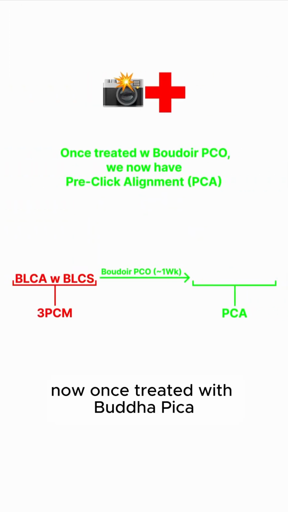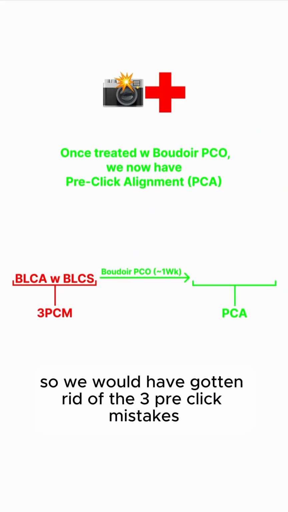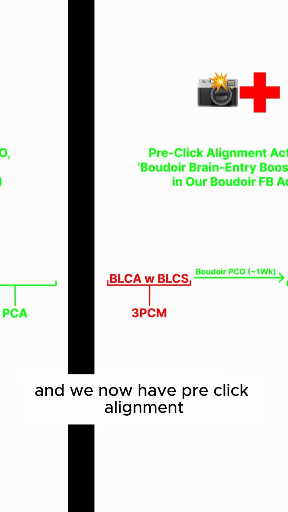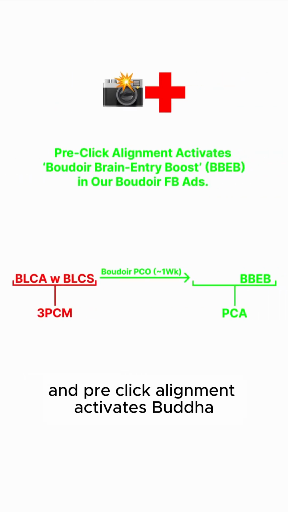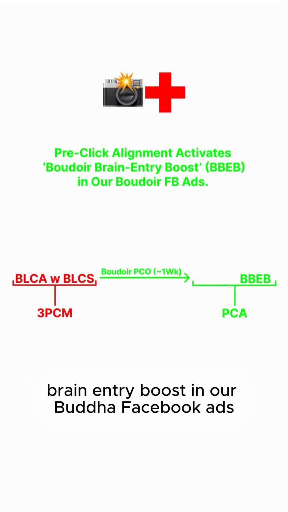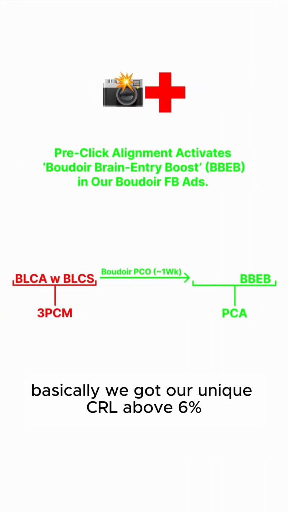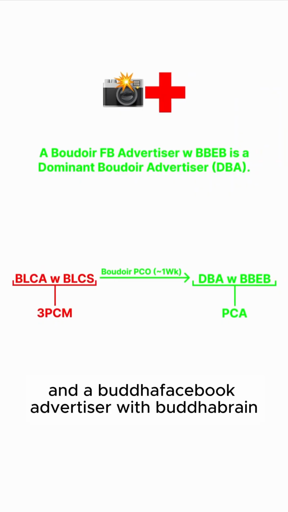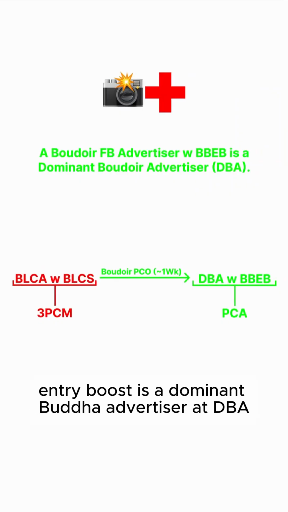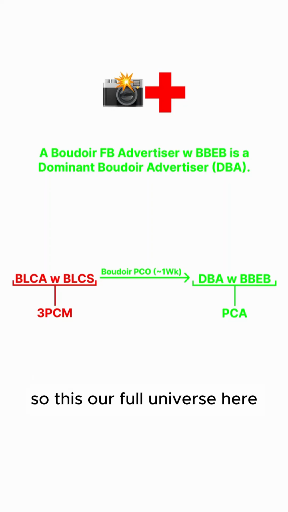Now, once treated with Boudoir Pico, we have pre-click alignment. So we would have gotten rid of the 3 pre-click mistakes, and we now have pre-click alignment. And pre-click alignment activates Boudoir Brain Entry Boost in our boudoir Facebook ads. Basically, we've got our unique CTR above 6%. And a boudoir Facebook advertiser with Boudoir Brain Entry Boost is a dominant boudoir advertiser, or DBA. So this is our full universe here.